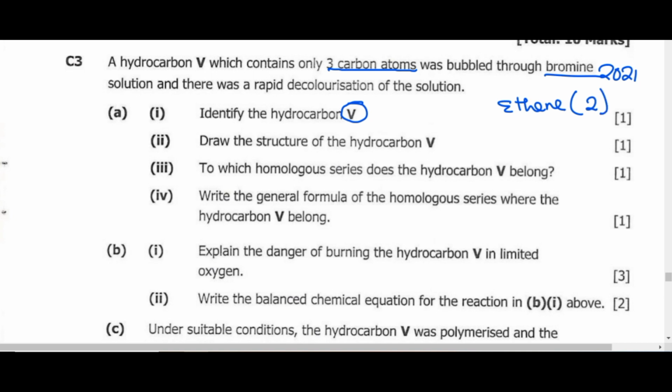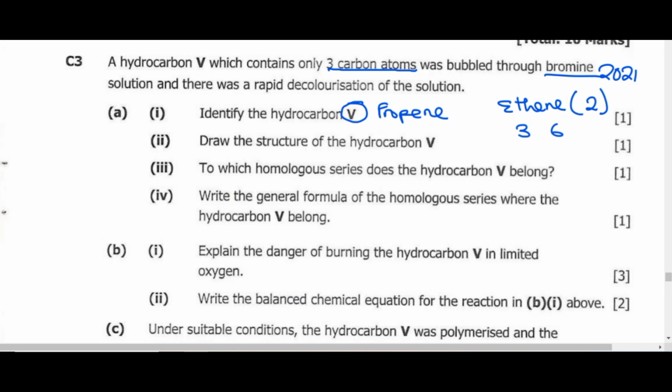And then which follows is propane. So propane has how many? It has 3 carbon and 6 hydrogen. So here, what do we have? It is direct to say the answer is propane. Because it has 3, we can identify it. We will draw the structure here. So the answer there is propane. And then draw the structure of hydrocarbon V.